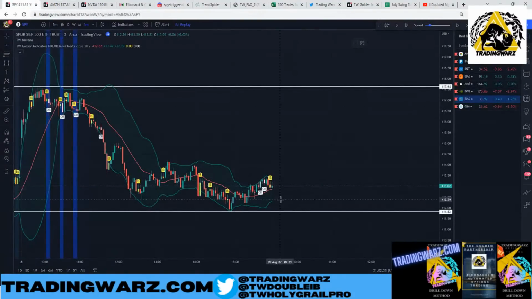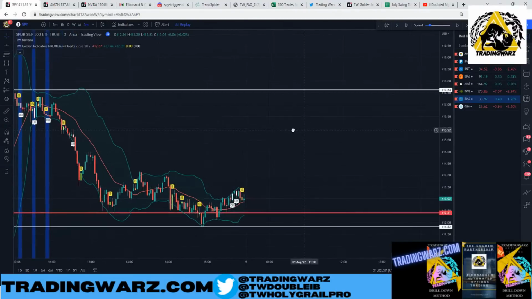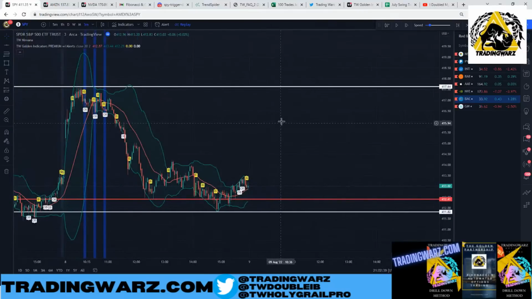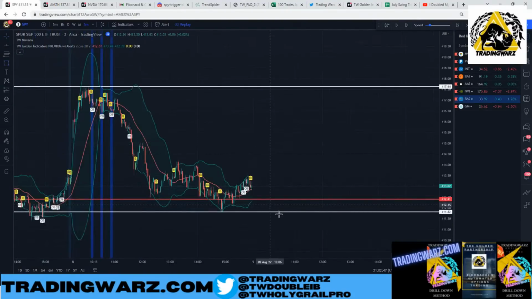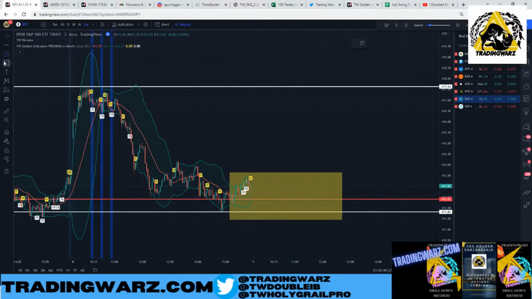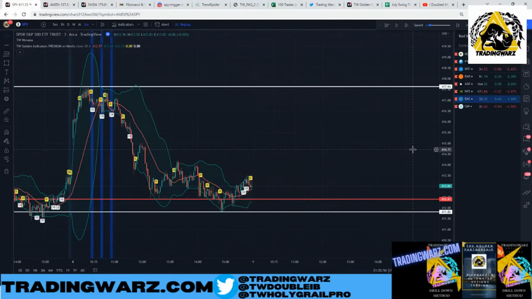So 412.41. The point of me doing this is I'm marking up my chart before the market opens. About a half an hour before the market goes live, I check out where we are actually opening. Are we going to open near the bottom? Are we opening near the top? Are we opening in the middle? All three of those scenarios are going to lead to me trading very differently.